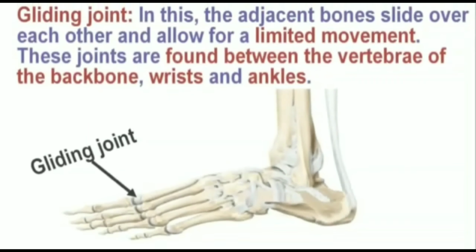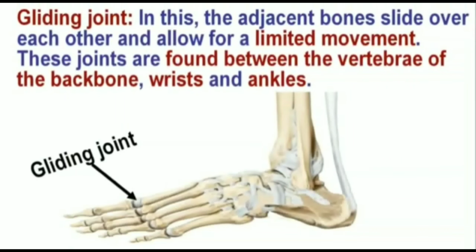Now let us come to the next joint, and this joint is called the gliding or the sliding joint. As you can see on the screen, the adjacent bones slide over one another and allow limited movement. These joints are found between the vertebrae of the backbone, the wrist and the ankles.